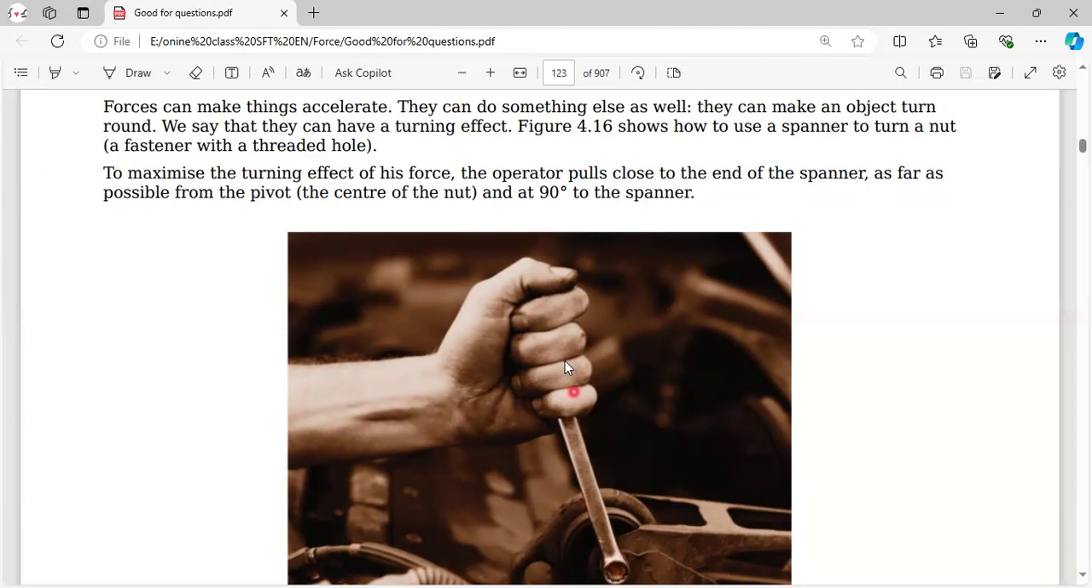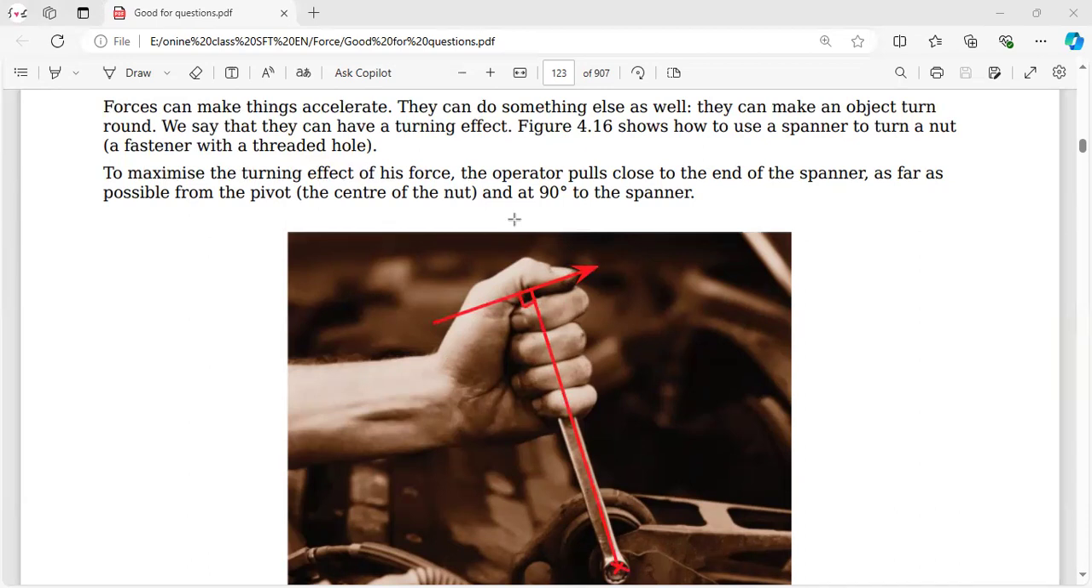There you have to apply the force at a 90-degree angle to the spanner. Basically, it means this: here is the center point, and this is the length of the spanner. You have to apply the force at the furthest point with an angle of 90 degrees. This should be 90 degrees. This is where you can have the maximum turning effect.